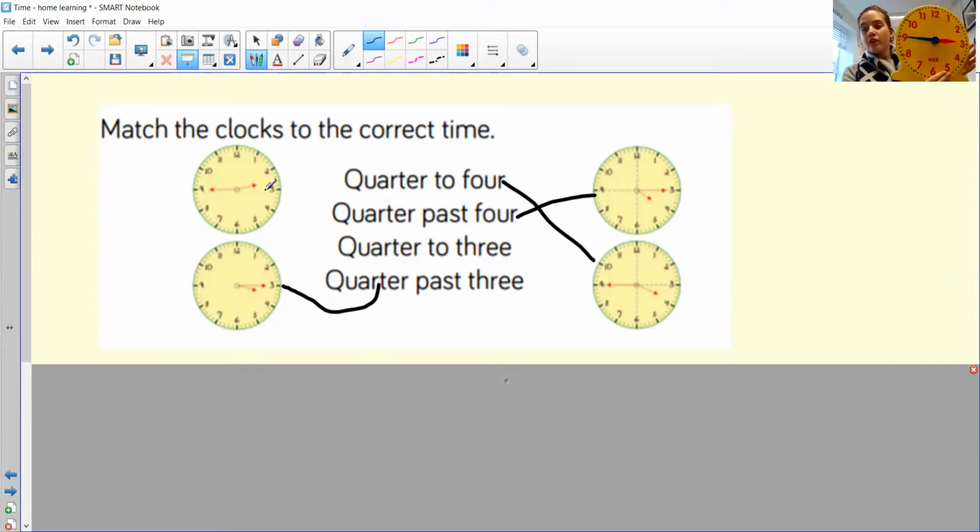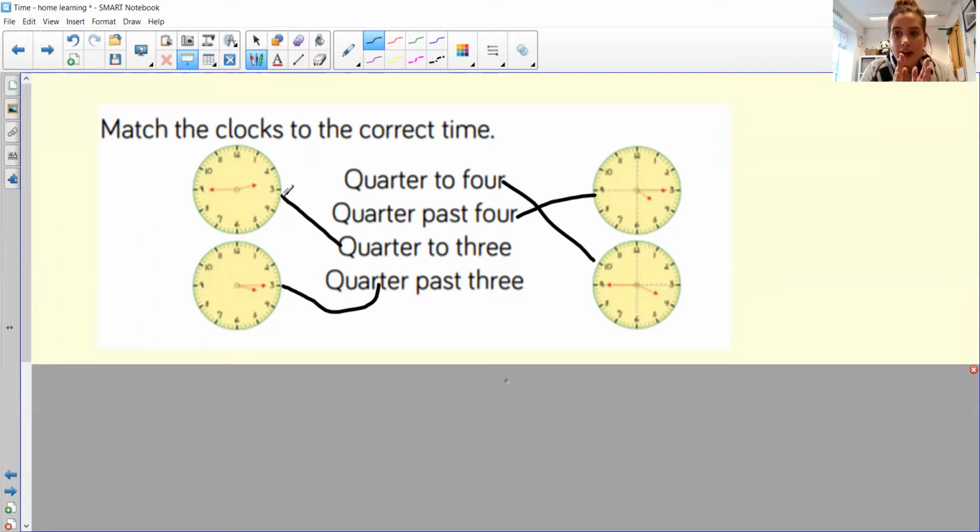Here we go. So I'm going towards the three. If I come round, then it's going to be bang on the three with the minute hand at the 12. So this one is quarter to three. I hope you guys came up with the same answers that I did. So quarter to and quarter past are a little bit more challenging.